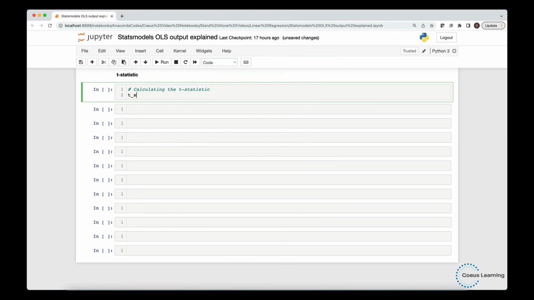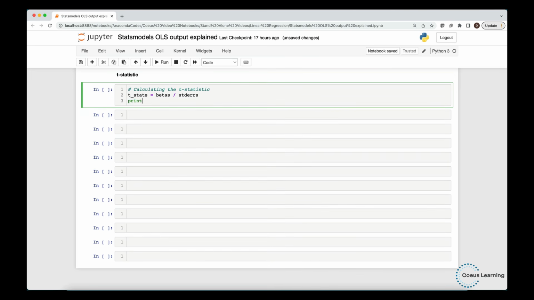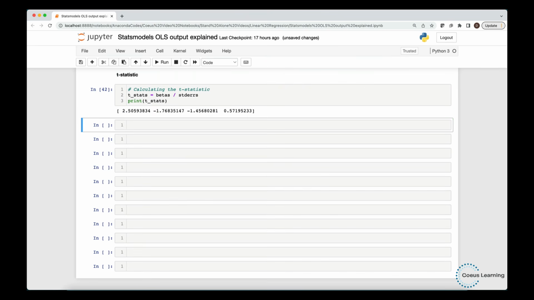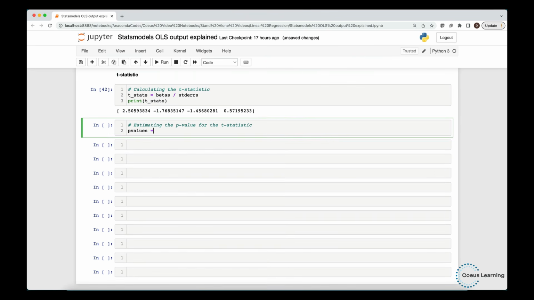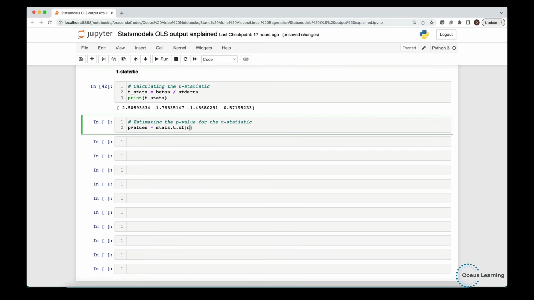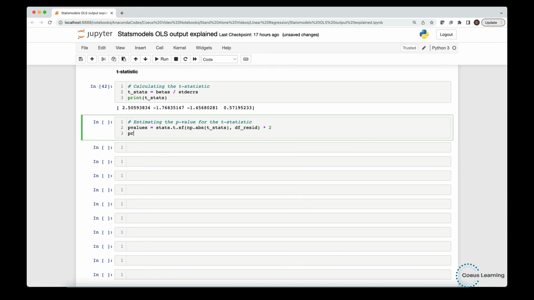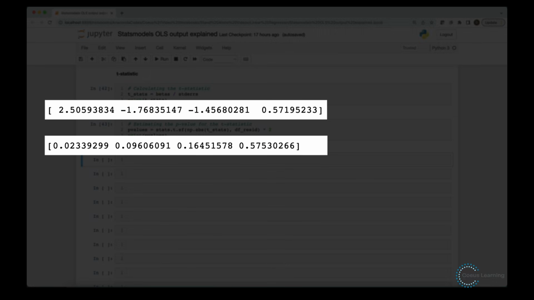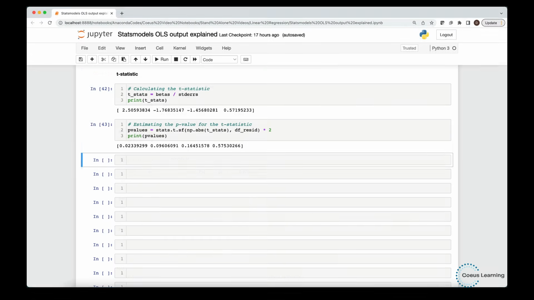We have earlier computed the beta coefficients and the standard errors. We divide the beta coefficients by the standard errors to get the T-statistic. Now, we use the stats module to pass the T-statistic values and residual degrees of freedom to estimate the p-value. We multiply by 2 as it is a two-tailed test. You can tally the T-statistic and the corresponding p-values with the OLS output.